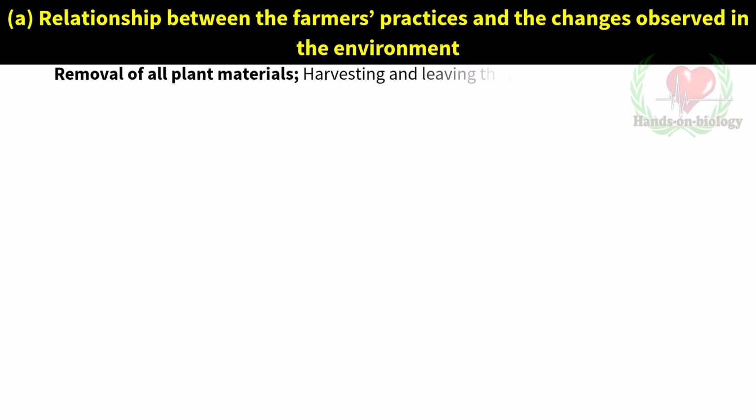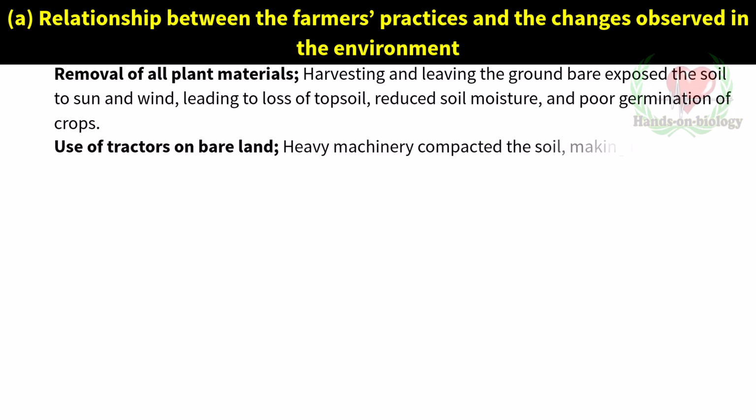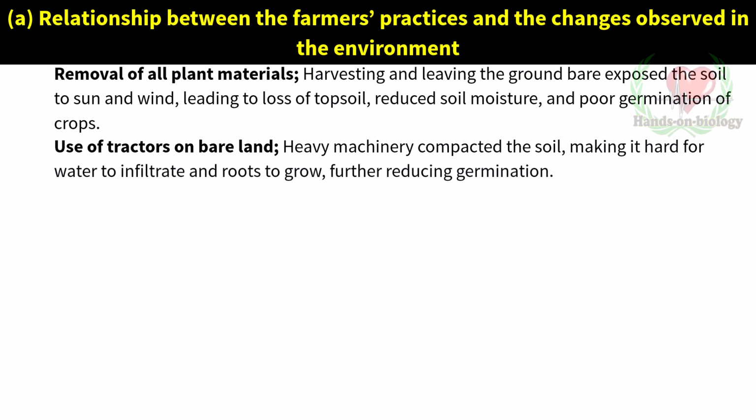Harvesting and leaving the ground bare exposed the soil to sun and wind, leading to loss of topsoil, reduced soil moisture, and poor germination of crops. Use of tractors on bare land. Heavy machinery compacted the soil, making it hard for water to infiltrate and roots to grow, further reducing germination.